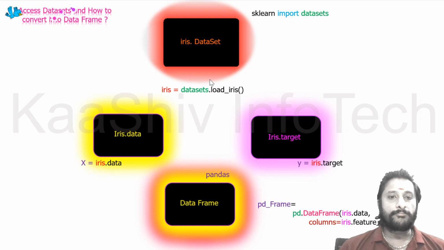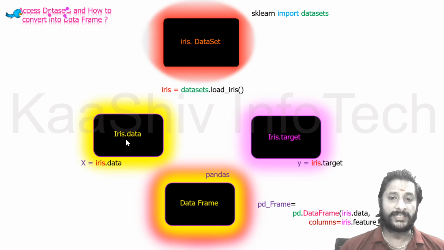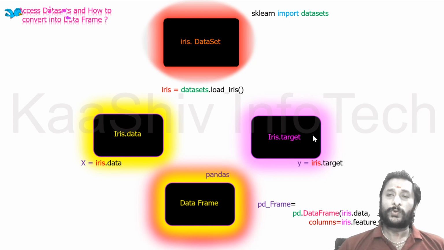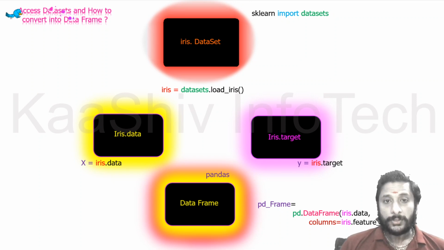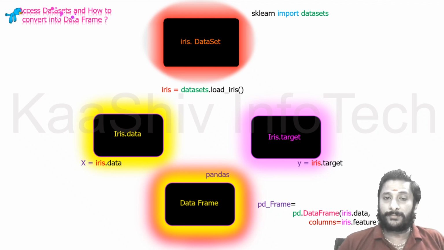Using this datasets method, I'm able to access load_iris, which is nothing but the inbuilt dataset. Everything is stored in this iris, and you get two things: iris.data and iris.target. Sir, can I use this iris dataset directly? Yes, you can do it. But I want to format it, sir.